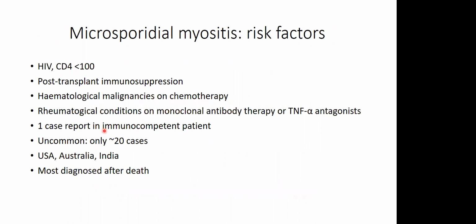And it's the usual risk factors, including people on biologicals for rheumatoid disease and TNF antagonists. Only one report of microsporidial myositis in an immunocompetent patient. Well, it was at that stage. I really haven't looked more recently. And really, at that stage, not a very commonly reported disease.